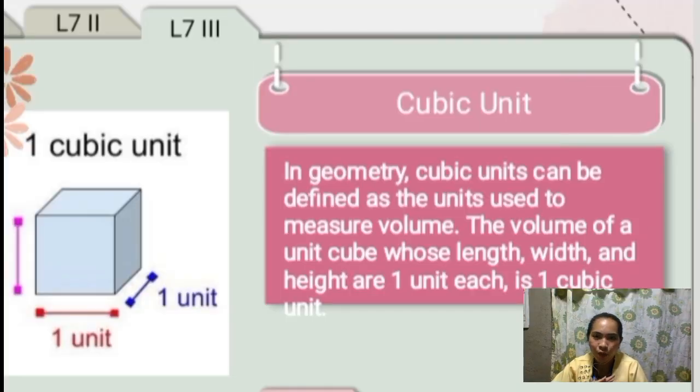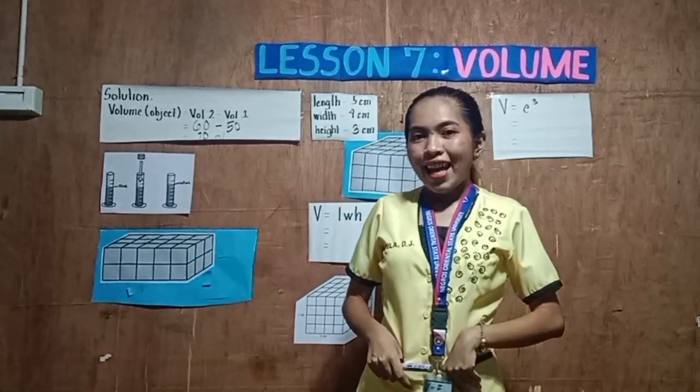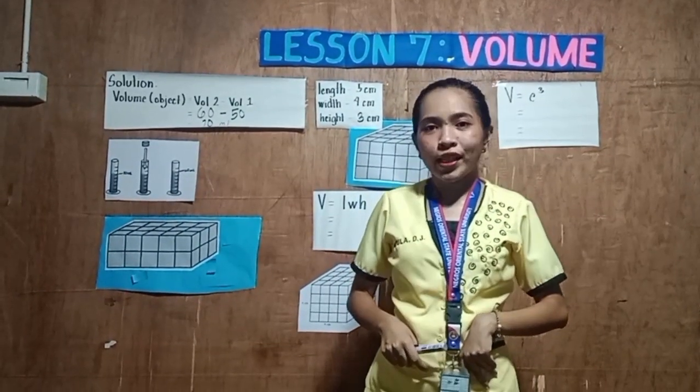Now, what about cubic units? So, when we say cubic unit, in geometry, cubic units can be defined as the units used to measure volume. The volume of a unit cube whose length, width, and height are 1 unit each is 1 cubic unit. Now, each dimension of a unit cube, or the length, width, and height, is 1 unit. So, 1 unit of length with 1 unit of width and 1 unit of height together make a volume of 1 cubic unit. And now, let's try to find the volume using unit cubes.